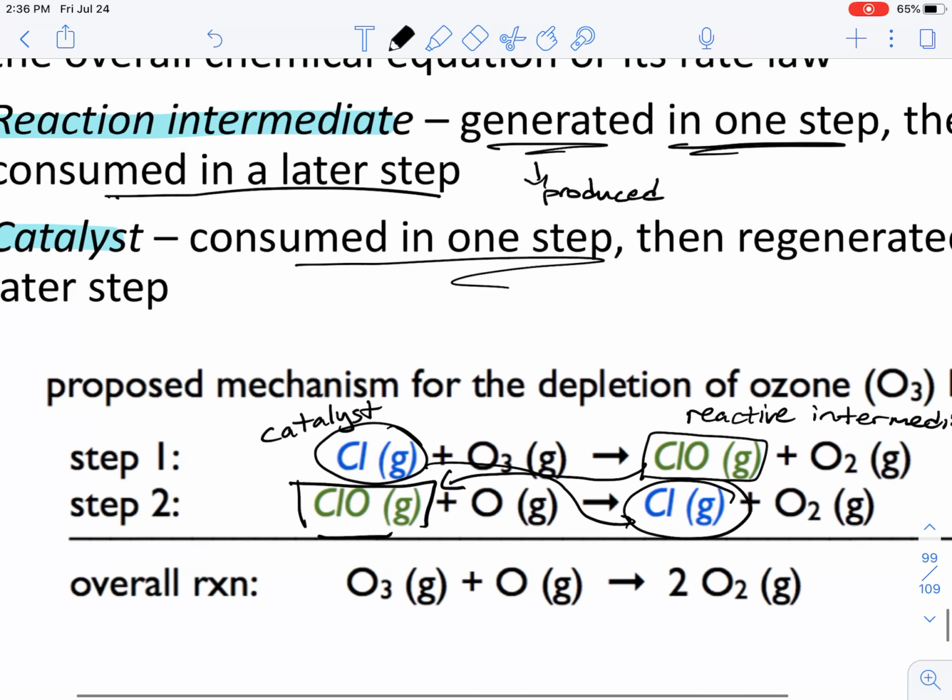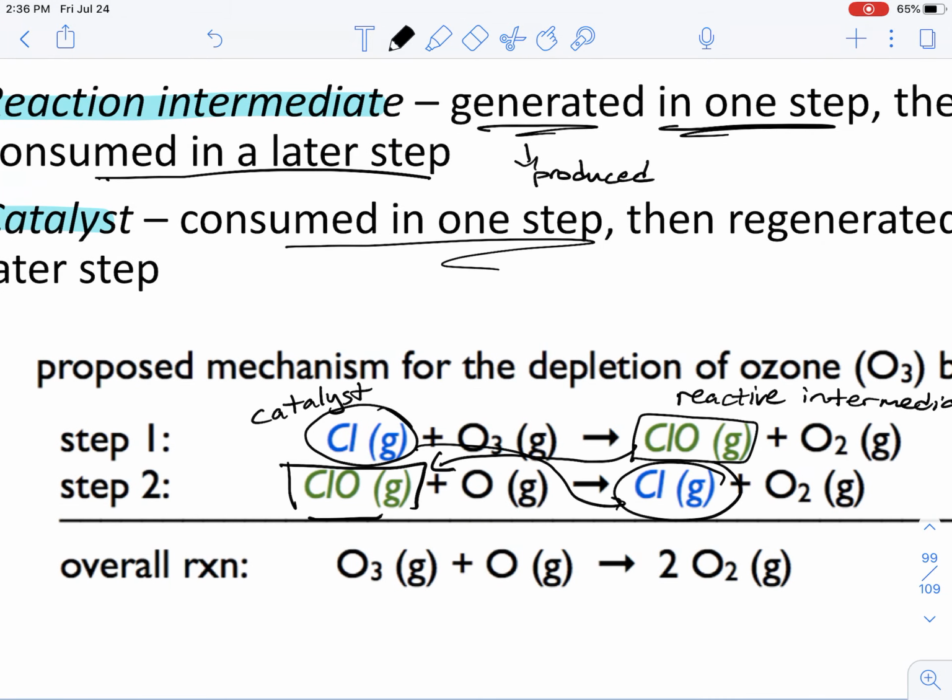Now, if you were to take the sum of all of the individual steps, the Cl is going to cancel the Cl, and the ClO is going to cancel the ClO, leaving you with just ozone, O3, and oxygen. And then for the products, notice how there are two oxygens that do not cancel. Since they are the same, you simply add them together, and that's how you get two O2 molecules.